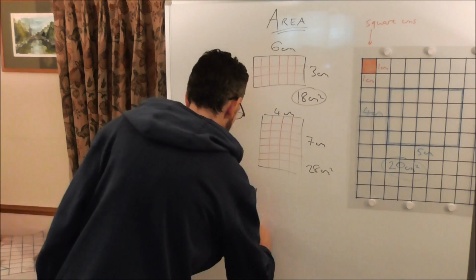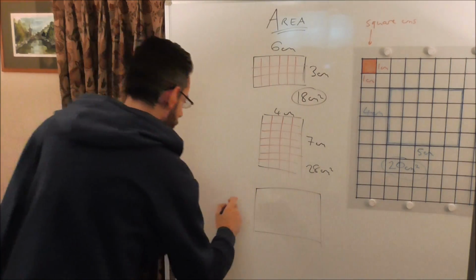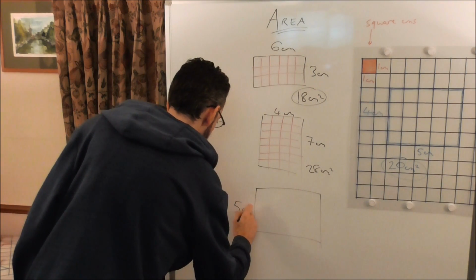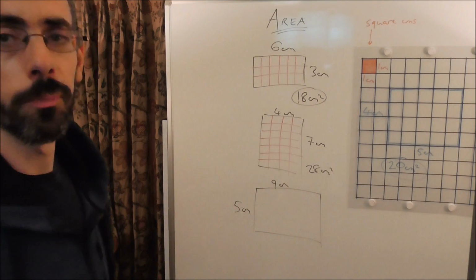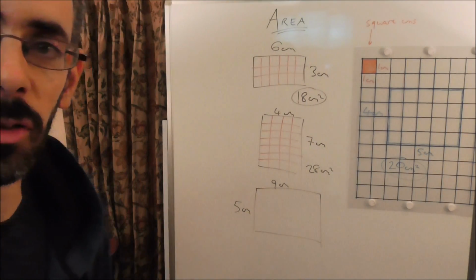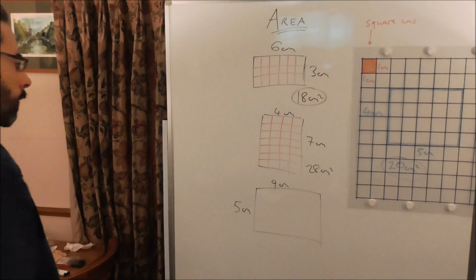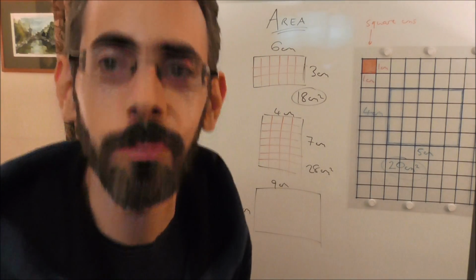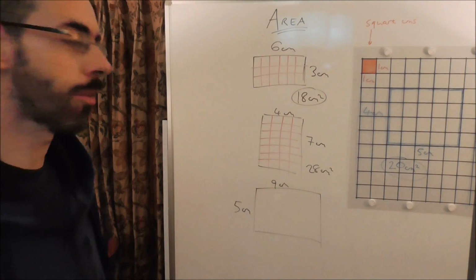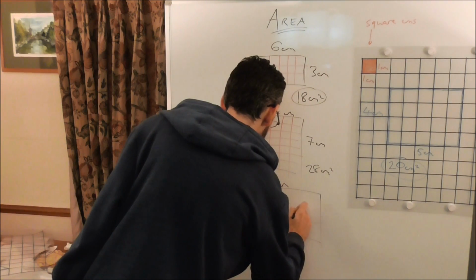Right, let's just do a couple more. So I'm not going to split this one into squares. Let's say this side is 5 centimetres and this side is 9 centimetres. What's the area of this rectangle? In other words, how many square centimetres could this one be split into? Well, again, the quick way of finding the area is just to multiply the length and the width together. So 5 times 9 is 45. So the area is 45 square centimetres.